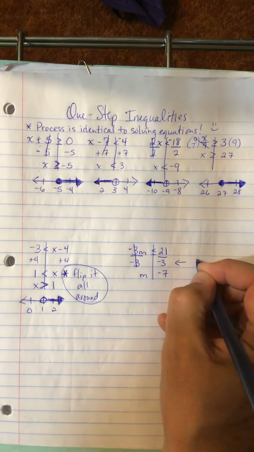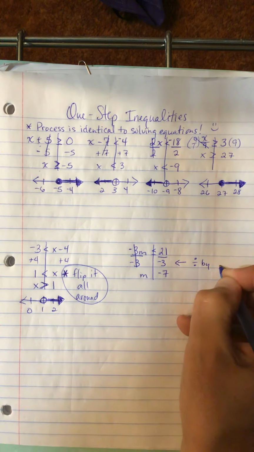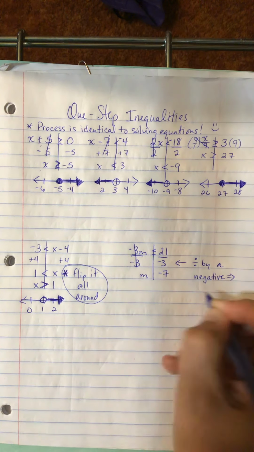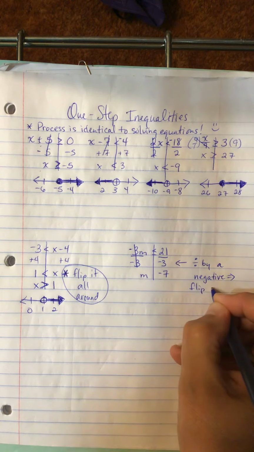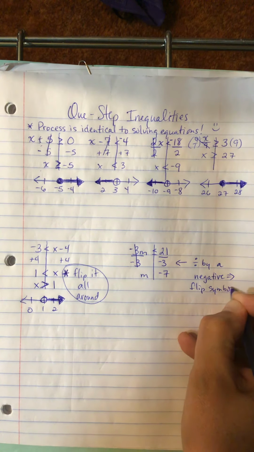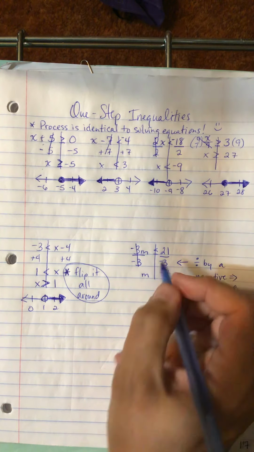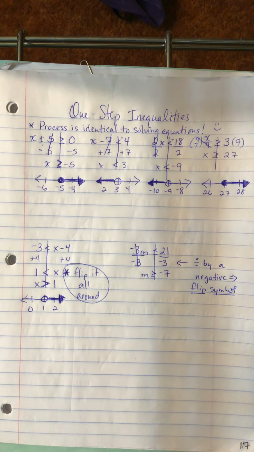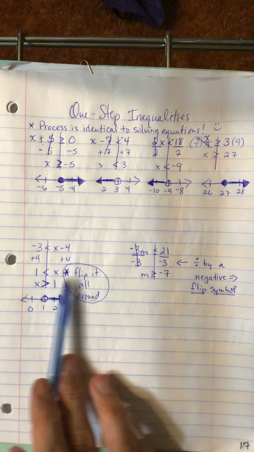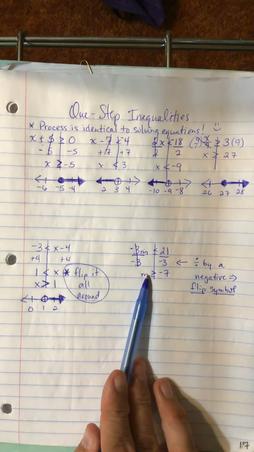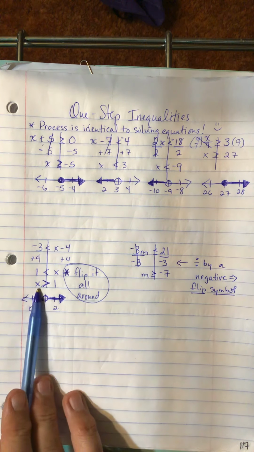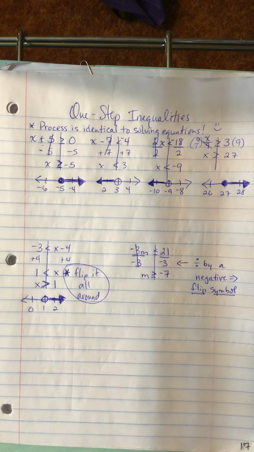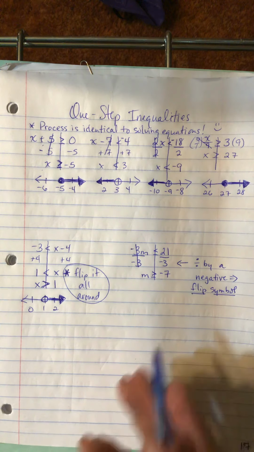Nothing has changed in our process. However, you divided by a negative. So that means you have to flip the symbol. You have to. So less than or equal to becomes greater than or equal to. Sometimes you might have to do both. You might have to flip the symbol because you divide by a negative, and then you might have to flip a symbol just because you're going to write the variable first again. So just kind of have to pay attention to the situation and look at it.